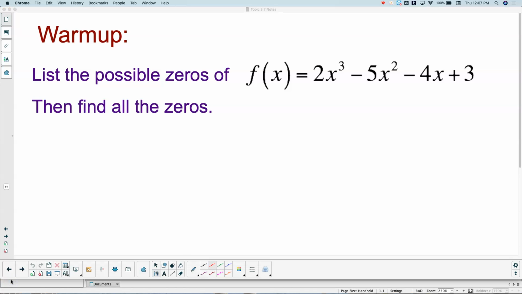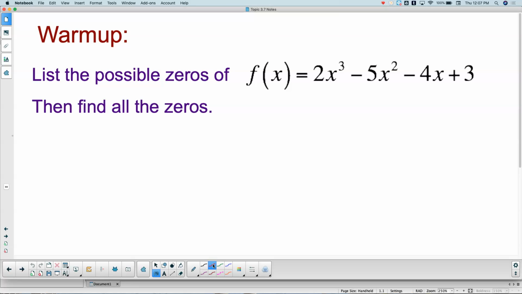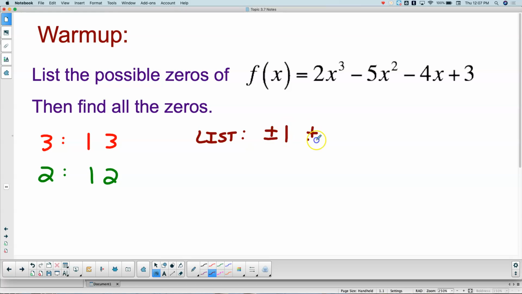Figure out what's behind there. So, list all the possible zeros. Well, what are the factors of 3? 1 and 3. What are the factors of 2? 1 and 2. So that means that my list of possible zeros is going to be plus or minus 1, plus or minus 3, plus or minus 1/2, plus or minus 3/2. Agree with the list? Okay.